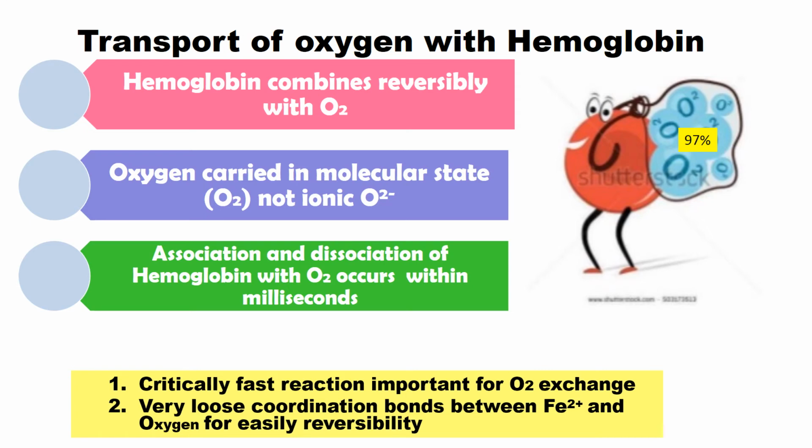Therefore, the oxygen which is bound to the ferrous form is bound in a loose manner and in a reversible manner. This process is known by the name of oxygenation and not oxidation. Why? Because the iron which is present in the heme molecule stays in the ferrous form. Therefore, this process is the oxygenation process.